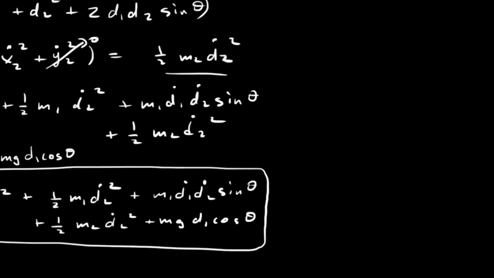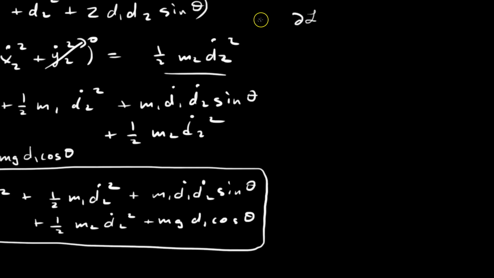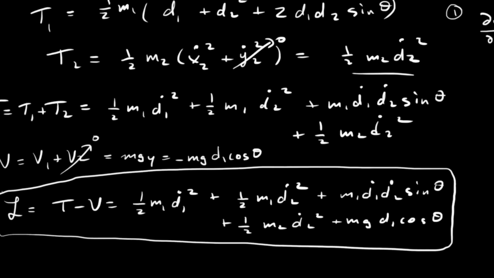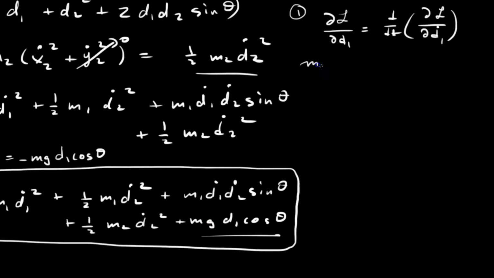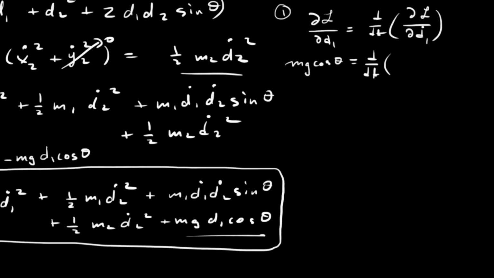So we have this Lagrangian, and then we just plug into our Euler-Lagrange equations, and we're going to have two of them, right? Since we have two generalized coordinates, we're going to have two equations, one for d1 and one for d2. So let me do it for d1 first. The derivative of L with respect to d1 is equal to the time derivative of dL with respect to d1 dot. Okay, what's the derivative with respect to d1? It's just going to be mg cosine theta.